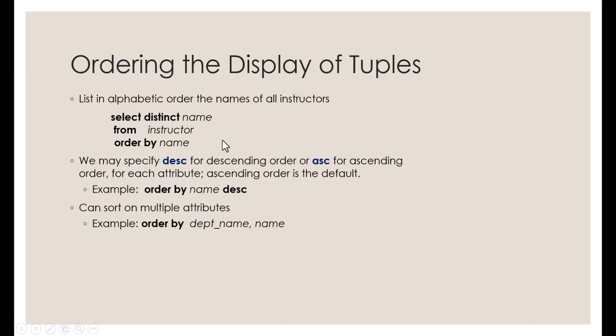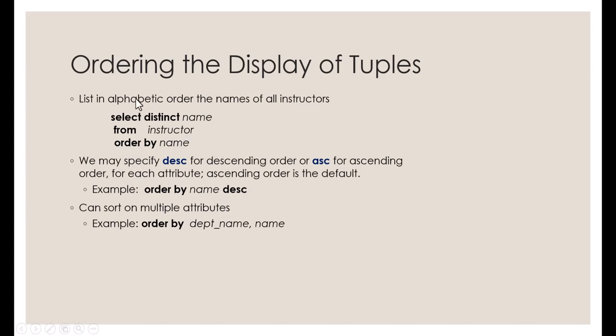Okay, so we can use an order by to order the display of tuples. So here, this lists the name of the instructor in alphabetical order. So it's going to be from A to Z. Now, if you want it in a descending order, you can simply add this keyword descending. Okay, so order by name, and then you have descending.